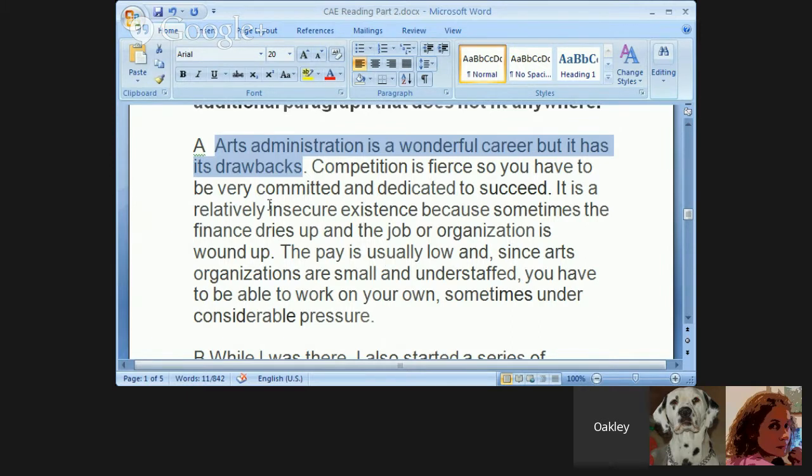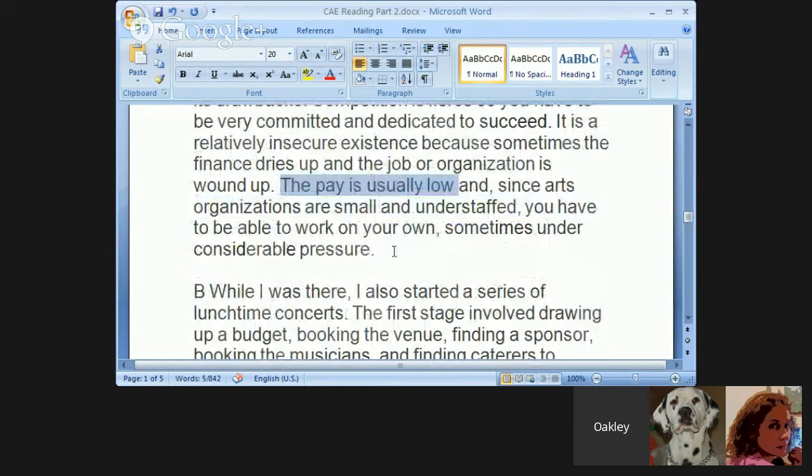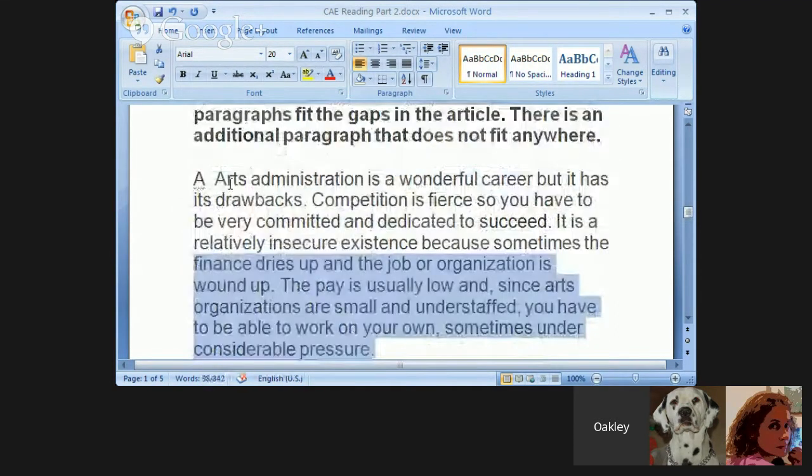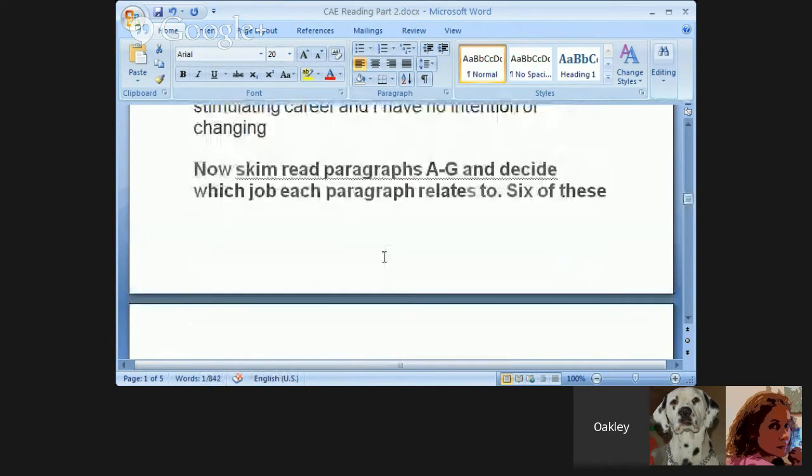All right, looking at this first sentence, for example: arts administrator is a wonderful career, but it has its drawbacks. Does this ring a bell for you immediately? Yeah, drawbacks. Like he didn't like it. It is relatively insecure. The pay is low. Okay, drawbacks. This is definitely what this is. Does that ring a bell to what we just looked at?